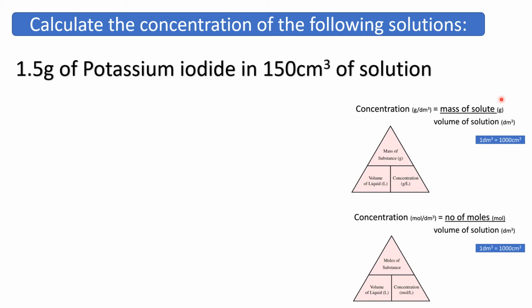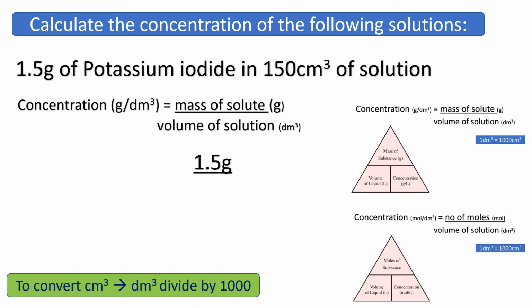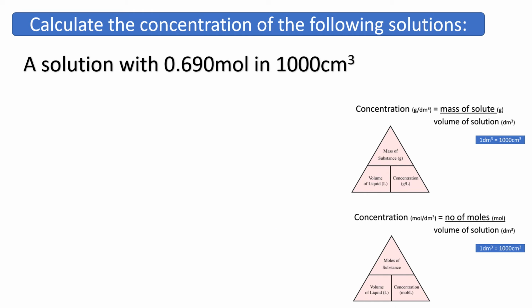Okay, so for this one here, again, I've got grams and centimeters cubed. That's going to be interesting. I'm going to have to convert that, aren't I? So I'm using this first equation again. Let's type that in. Okay, do I have the mass of the solute? Yes, 1.5 grams. Do I have a volume of solution in decimeters cubed? No. I have 150 centimeters, so I need to divide that by 1,000 to get it in decimeters. So that's going to be 0.15 decimeters cubed. And therefore the answer is going to be 10 grams per decimeter cubed. Okay, pause the video and have a go with this one.